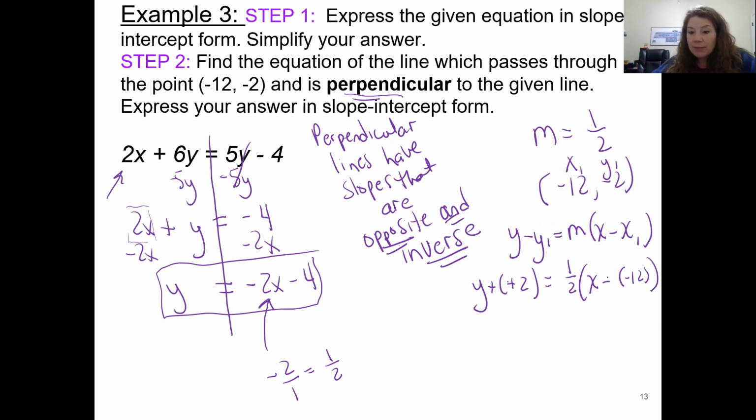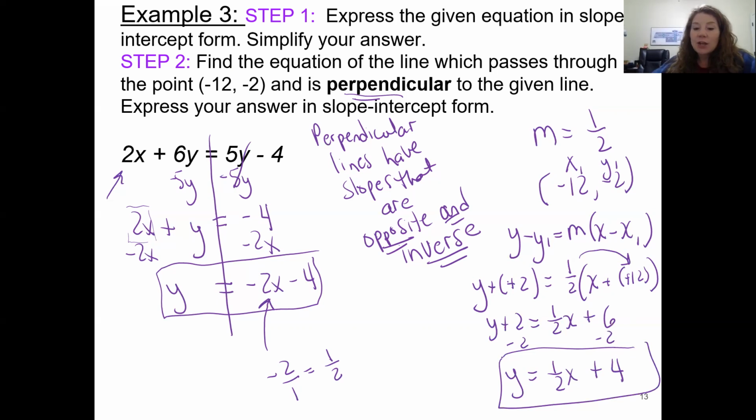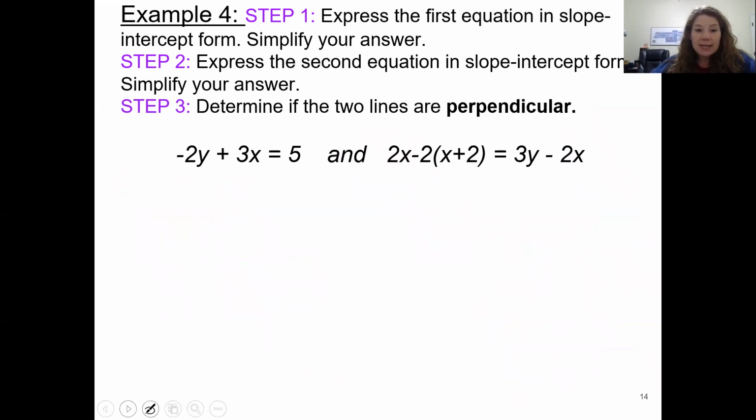Y plus 2 is equal to 1/2 x, and then half of positive 12, because we're multiplying 12 times 1/2, plus 6. And finally, we want y by itself, so we subtract 2 from both sides. So y is equal to 1/2 x plus 4. This is our equation that has a slope of positive 1/2 and goes through the point (-12, -2). All right, you guys try example 4.